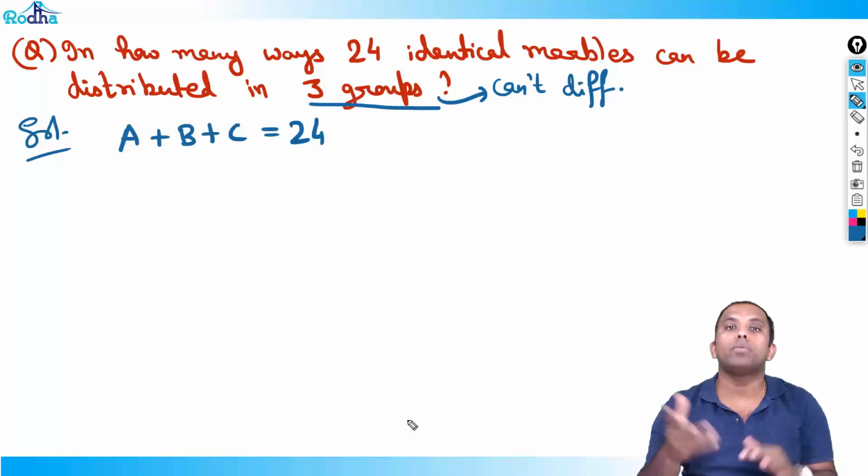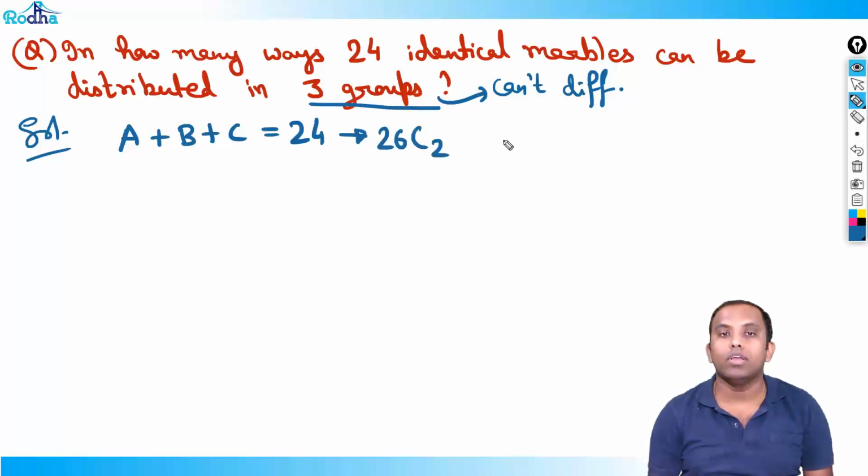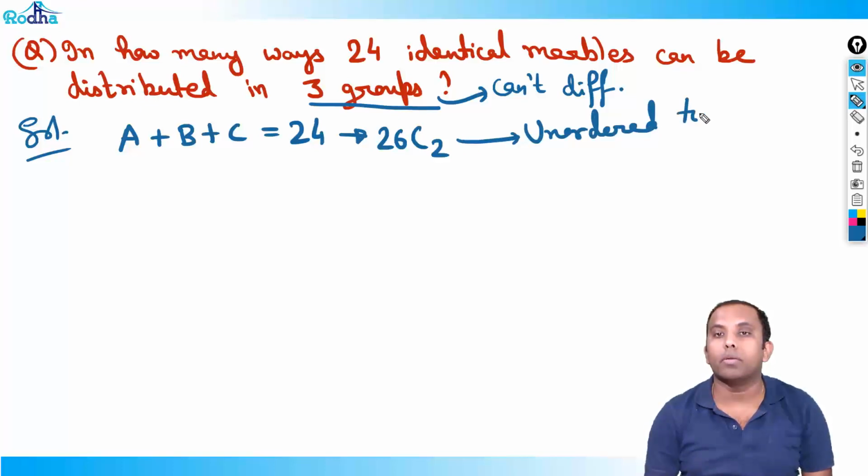A comma B is equal to B comma A. That basically means A comma B is counted as one solution. That is unordered, right? That means, again, same thing. If I write total solutions as 26C2, then you have to convert from unordered to ordered.